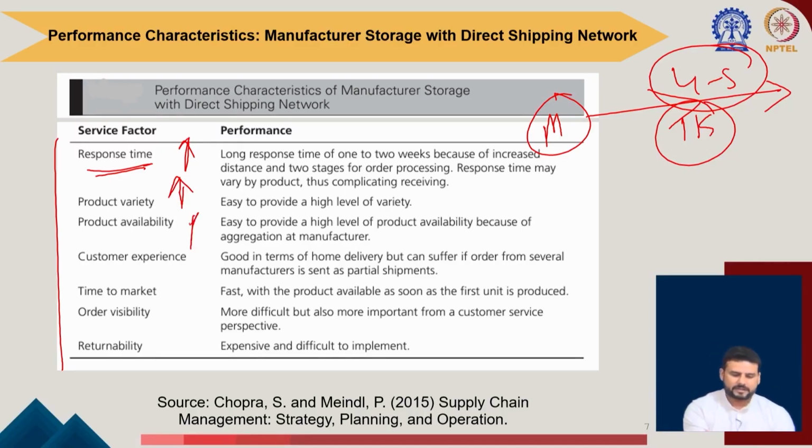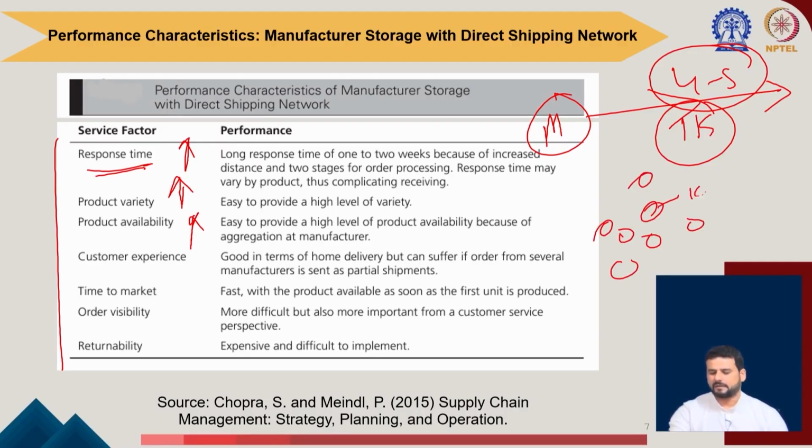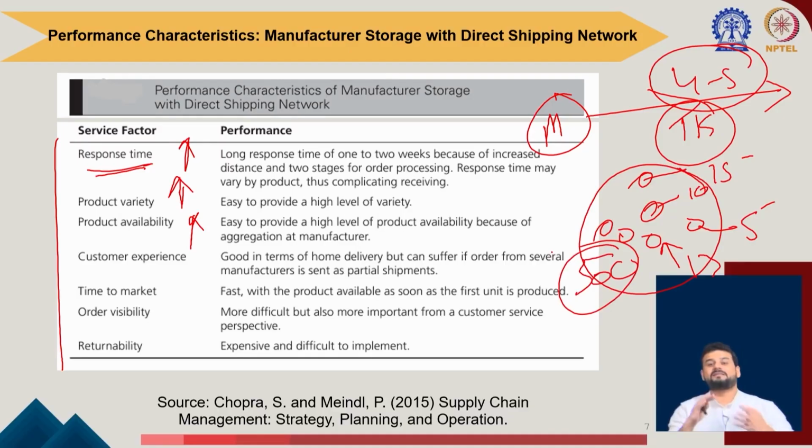Product availability will be very high because if I set up different locations, maybe at one location I have 10 items, 10 models, at another location I have only 5, here I am maintaining 50 models, here I am maintaining 13 models. So product availability differs at different locations. But if I maintain at one location, maybe all 50 models are available in that location.